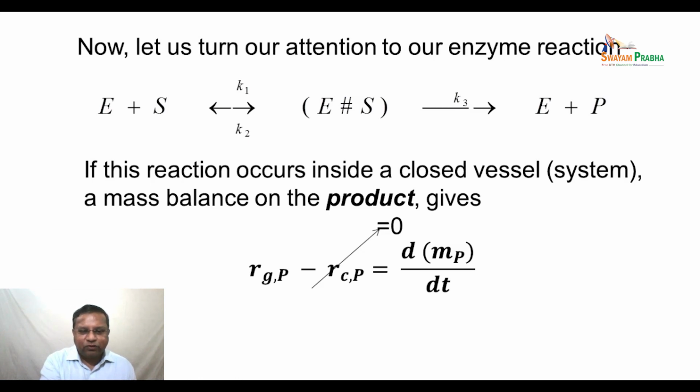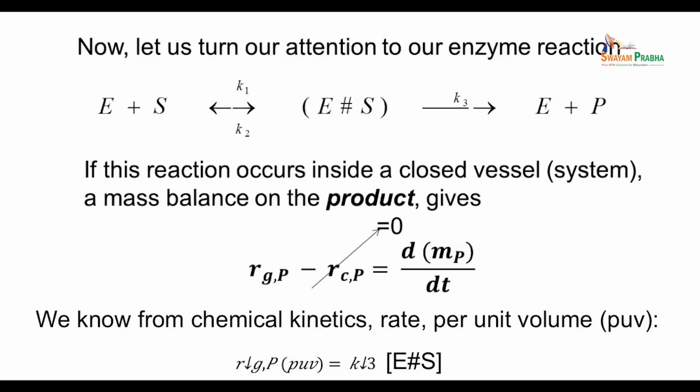If we assume that there is no consumption of the product, then the rate of generation of the product equals the rate of accumulation of the product. We know from chemical kinetics that the rate on a per unit volume basis, the volumetric rate as we call it, is RGP per unit volume. This is the normal way in which we write our rates on a per unit volume basis. This rate is on a mass basis, mass per time. This is mass per volume per time.